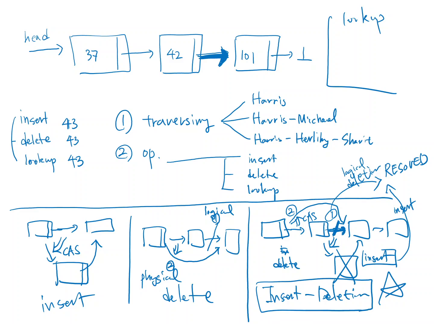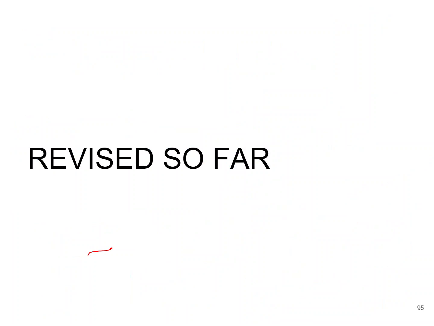And now let's turn to the traversal strategy. I said that there are 3 traversal strategies. One is Harris, the other is Harris-Michael, and the other is Harris-Herlihy-Shavit. Now I'd like to explain these strategies in a different slide. Okay, so there are roughly 3 strategies, and I'm going to explain one here. The first strategy is Harris's strategy.